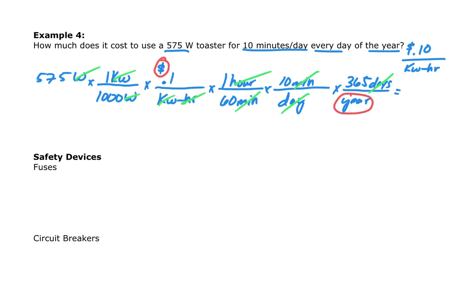So I can go ahead. This is now a calculator problem, just like it was before. Anything on the top gets multiplied: 575 by 0.1 by 10 by 365. And then I divide that by 1,000 and divide it again by 60. So go ahead and try that now and let me know if you get the same thing I do. All right, hopefully you got that operating this toaster every day for 10 minutes a day is $3.50 per year.